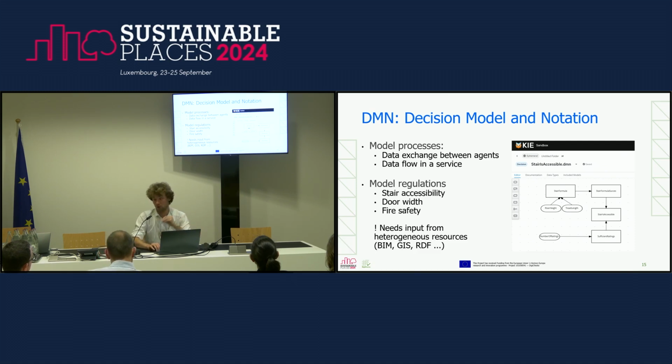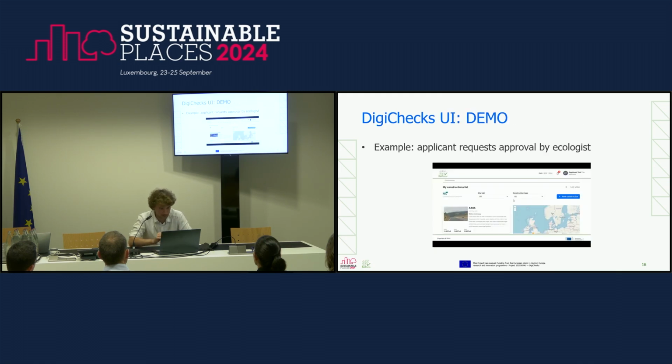You can model the data exchange between the agents, like the permitting process, but the cool thing is that you can also model the regulations, for example, accessibility, and then query the building model, drop it into the DMN, and let it give you some feedback about whether this element is, for example, valid or not.